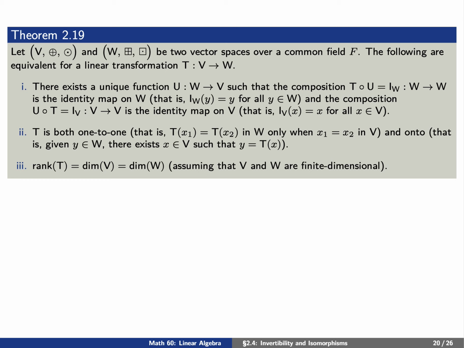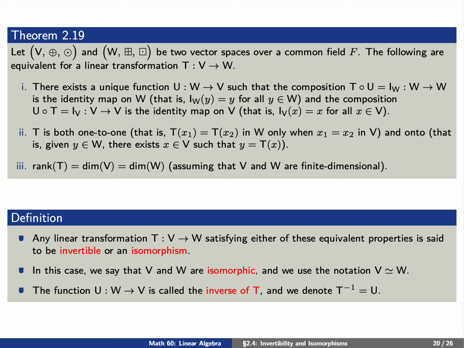Let's now recap what we've done and try to recall a few definitions we've just made. Again, say that we have two vector spaces V and W. The following three statements are equivalent for a linear transformation T. We've just proven this theorem. Any linear transformation T satisfying either of these equivalent properties is said to be either invertible or an isomorphism. If this is the case, we will say that V and W are isomorphic as vector spaces, and we'll use the notation V, this kind of tilde squiggle, W.